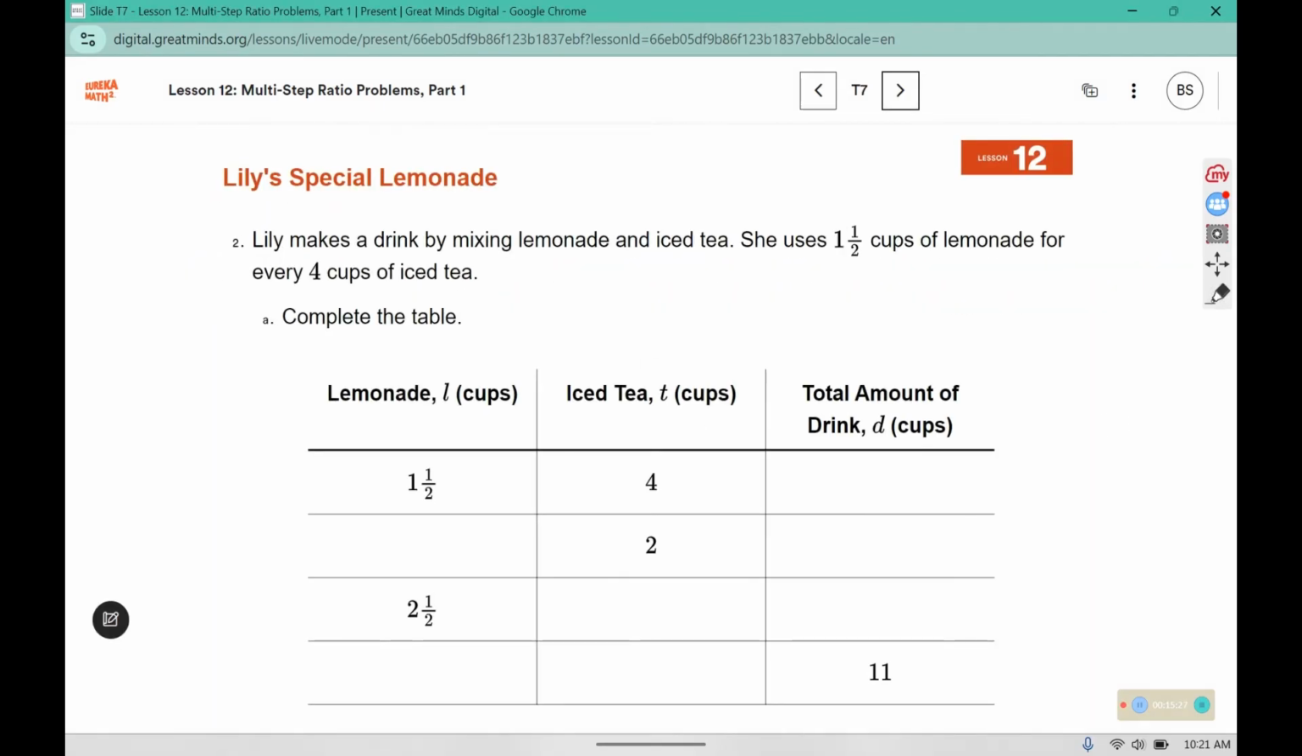Lily makes a drink by mixing lemonade and iced tea. She uses 1.5 cups of lemonade for every 4 cups of iced tea. Complete the table.